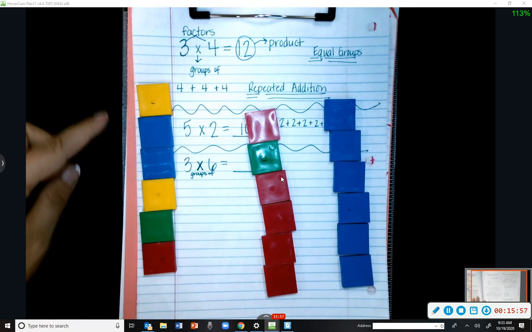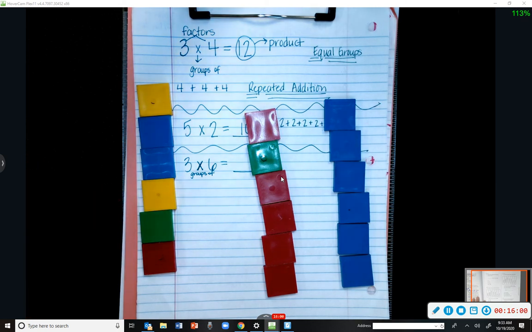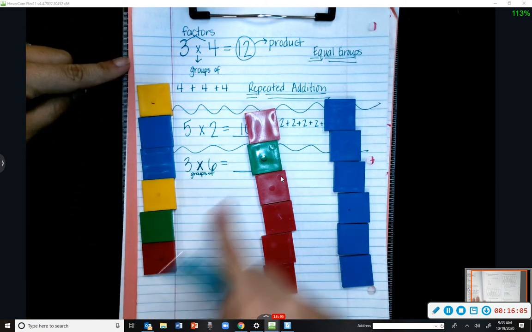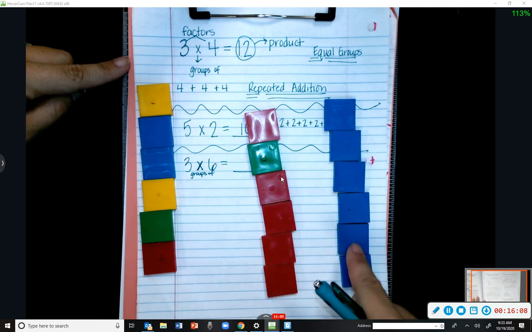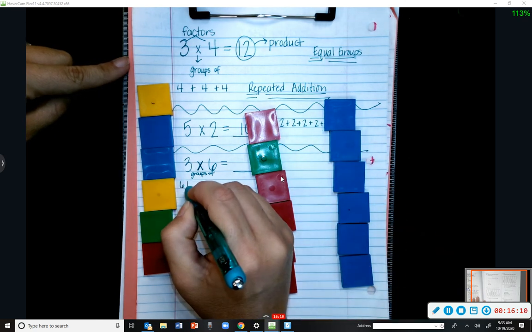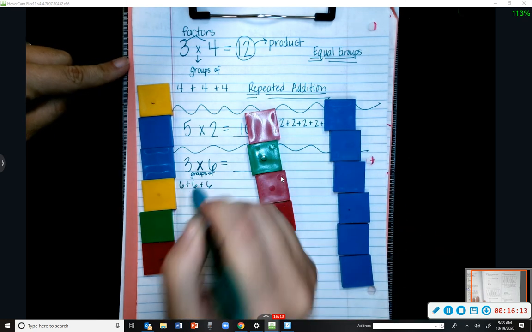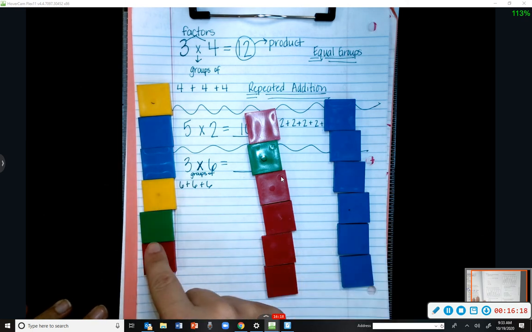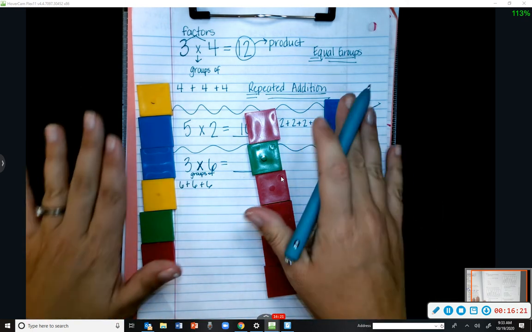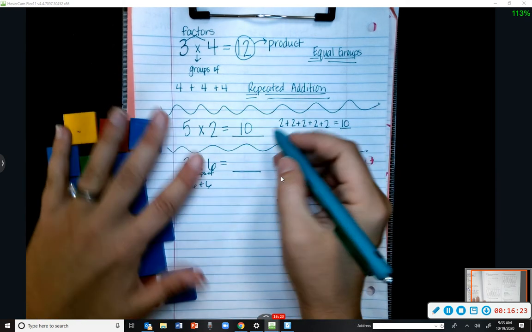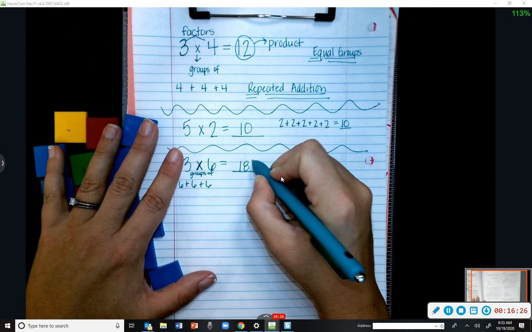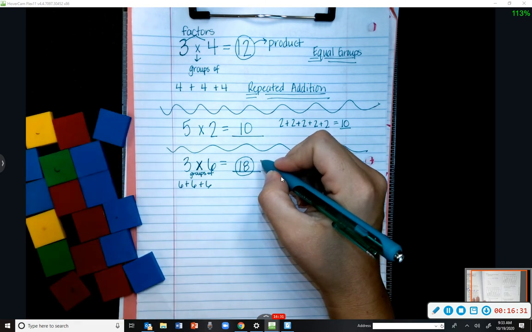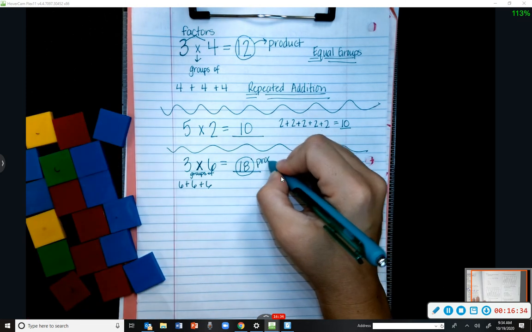Now to get my answer, I can count all these up. I can also use repeated addition. So if you wrote your repeated addition sentence, it should be 6 plus 6 plus 6, because that's what we see, right? We see groups of 6. We wouldn't add up 3 plus 3 plus 3 plus 3 plus 3 plus 3, because I don't see groups of 3, I see groups of 6. Now if I counted all of these, you should have gotten 18. And what do we call this number? The factor. Not the factor. Product. Good.